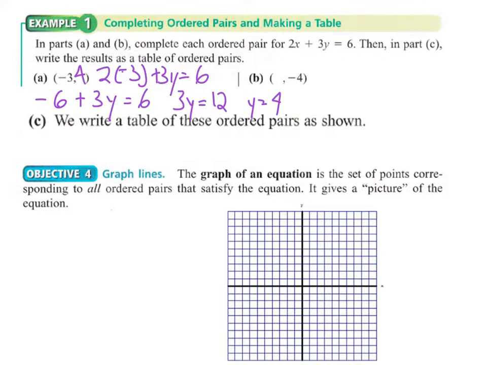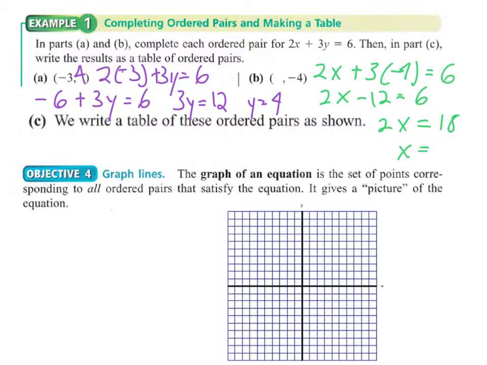In part B, they give us the y coordinate. So we would replace y with that, so y is a negative 4. So that would give me 2x, really minus 12 equals 6. So then we would add the 12 to both sides, give us 2x equals 18. Divide by 2, we found out that x is 9. So that completes that ordered pair. It's 9, negative 4.